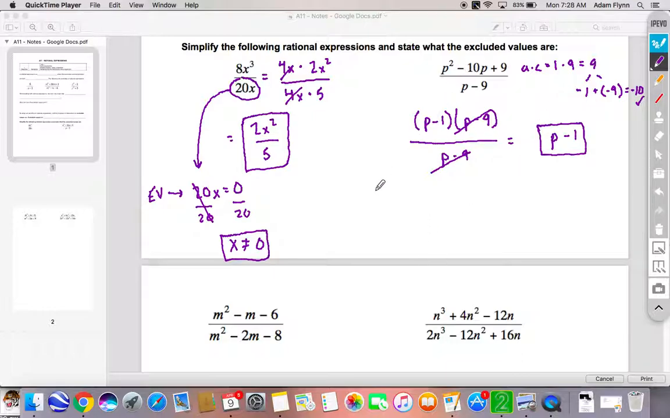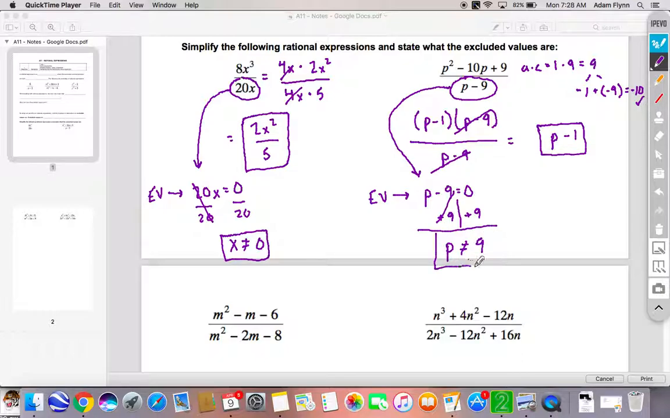So now I'll find my excluded value, or values. I'll take my denominator and set it equal to 0. So p minus 9 equals 0. If I add 9 to both sides, these 9's cancel out right here. So I know p cannot equal positive 9. If it does, my denominator would be 0. Okay? So again, 2 answers for each problem.